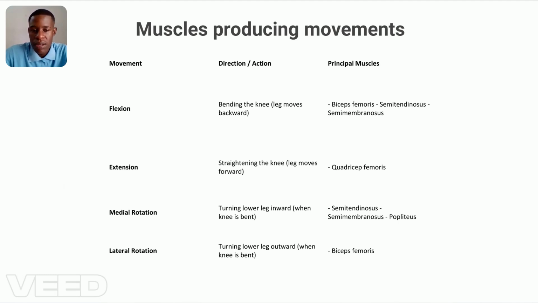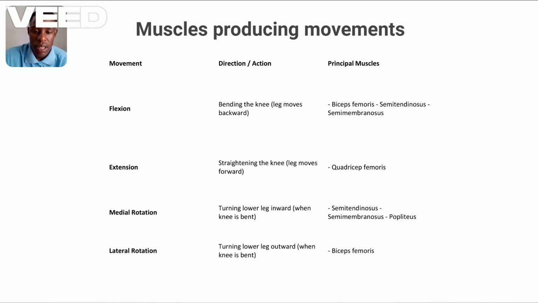So now let us look at the muscles producing movement at the knee joint. Our first movement will be flexion. Flexion is bending the knee backwards, the leg moving backwards. The principal muscles for flexion include the biceps femoris, the semitendinosus, and the semimembranosus. These are the principal muscles, but they are not all the muscles that are included in flexion of the knee joint. And extension is straightening the leg or moving the leg back to the original position or the starting position that we had assumed. The chief or the principal muscles that help in extension of the knee joint are the quadriceps femoris.